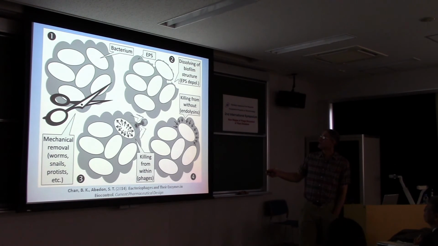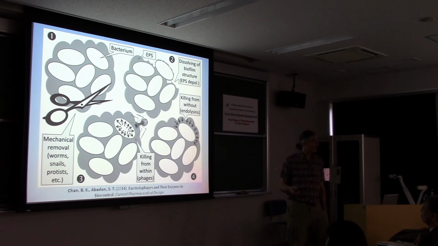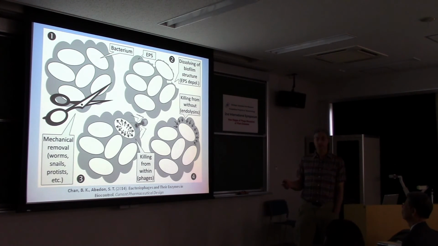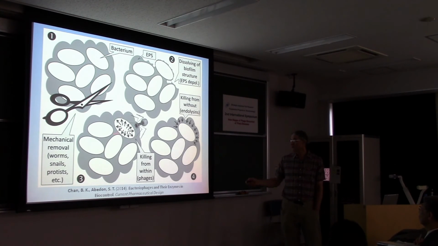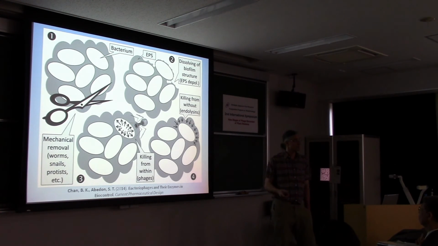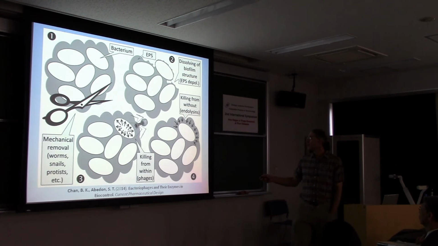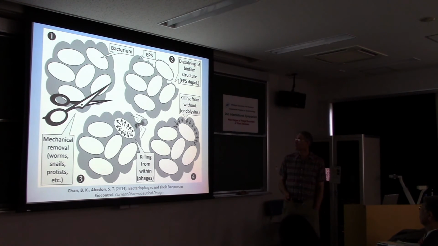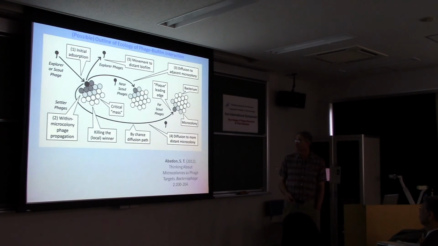At any rate, you can physically remove the biofilm. In fact, there are a number of animals and eukaryotes that physically remove biofilms. You can chemically remove a biofilm by destroying the extracellular polysaccharide, which is what EPS depolymerases do. You can use phages to kill the bacteria from within, and also you can supply endolysins, which are the lysis proteins of phages, from without, to destroy the bacteria. So, different ways of attacking biofilms.